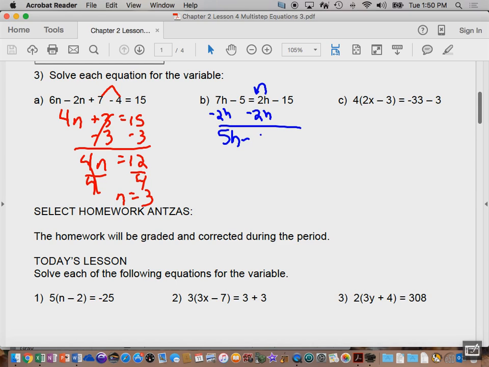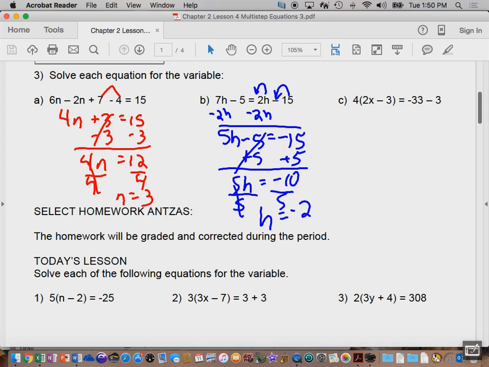5h minus 5 equals, and here's your danger mode. What kind of 15 is that? It's a negative. I've got a negative in front. Don't forget to put the negative there. Add 5 to both sides. 5h is negative 10. Divide by 5, h is negative 2.